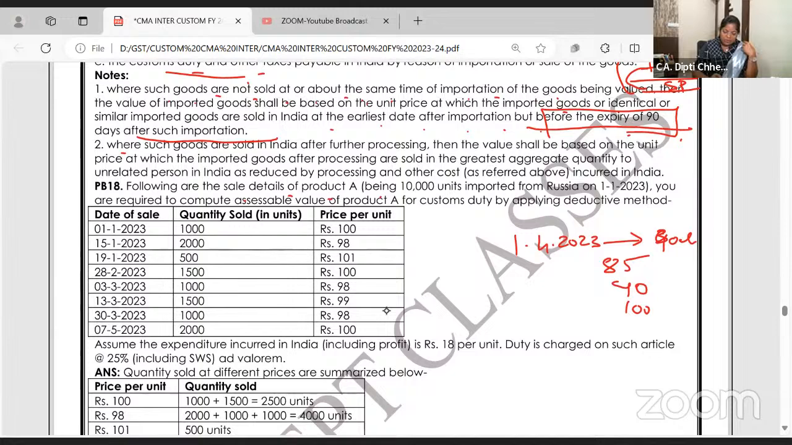Have a look. Where such goods are sold in India after further processing, then the value shall be the unit price after processing, or sold to unrelated persons, and other costs.